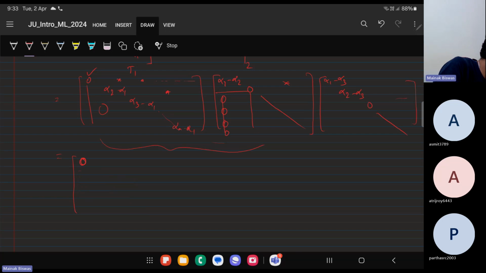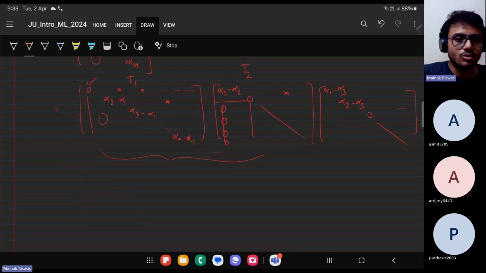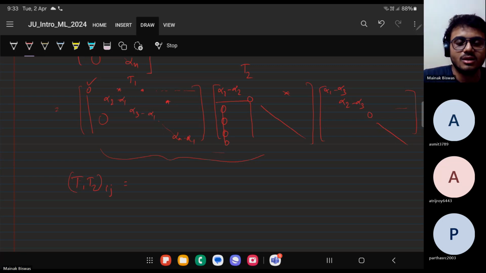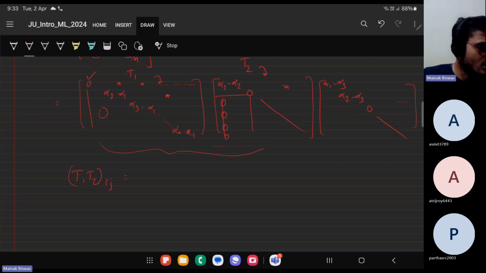So just multiply T1 and T2. What is the value of T ij? So the ijth element of T1 into T2, how can I write this? As a summation. This matrix into this matrix, the ijth element of the product of the two matrices, how can I write it?